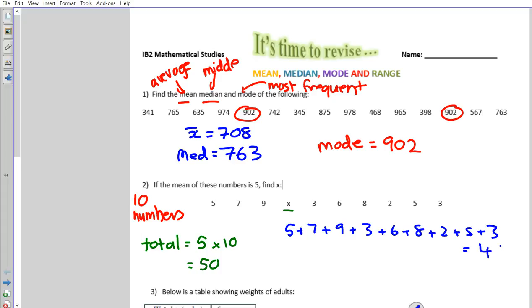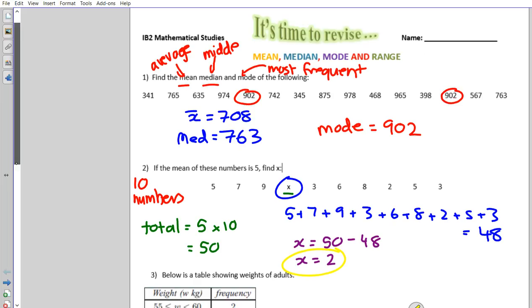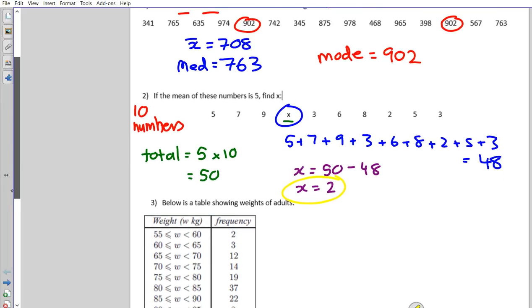So what's our missing number, x? That's right, show a bit of working out. x is the total. The total is the mean times the number of numbers you've got. We have 10 numbers. 50 minus 48, so x must be the number 2. So that's how you find a missing number, using the mean from a list of data. And that one's done. Next one, 3.